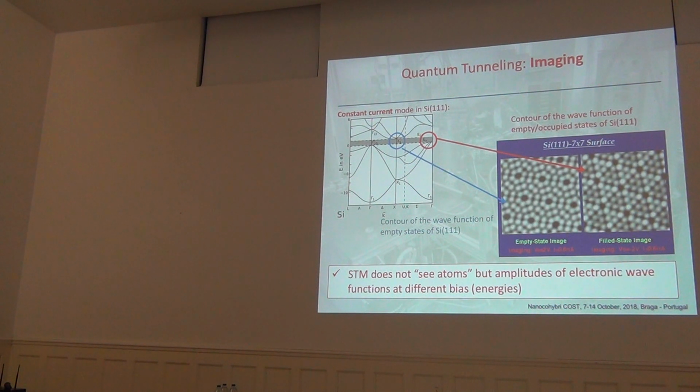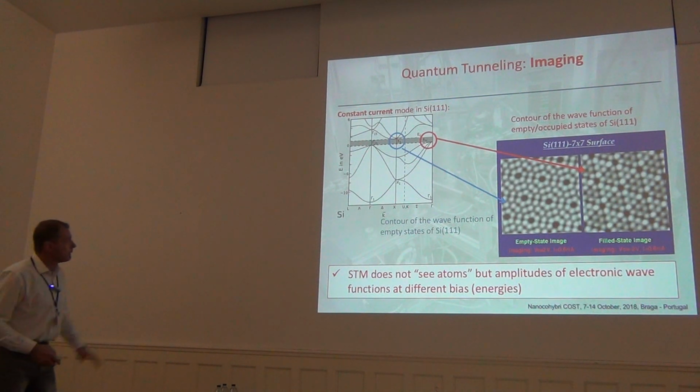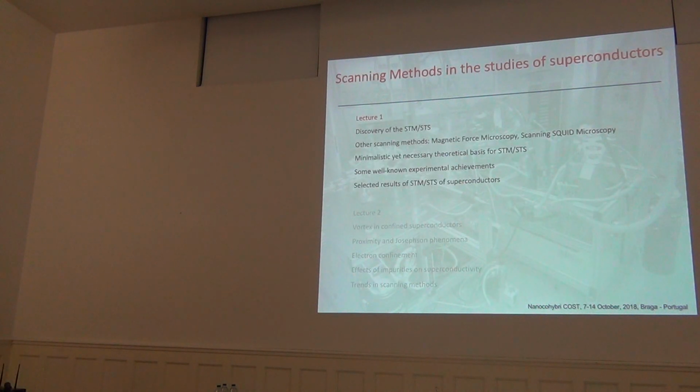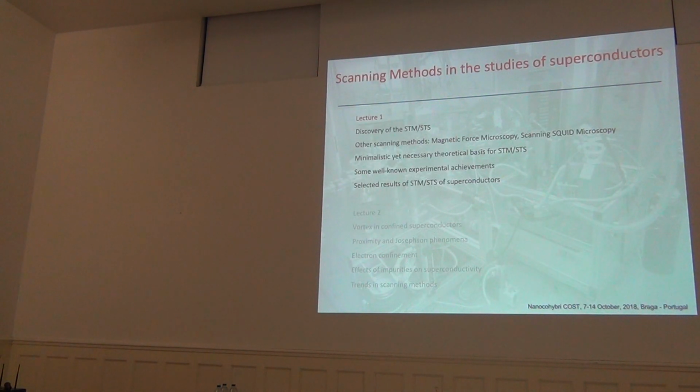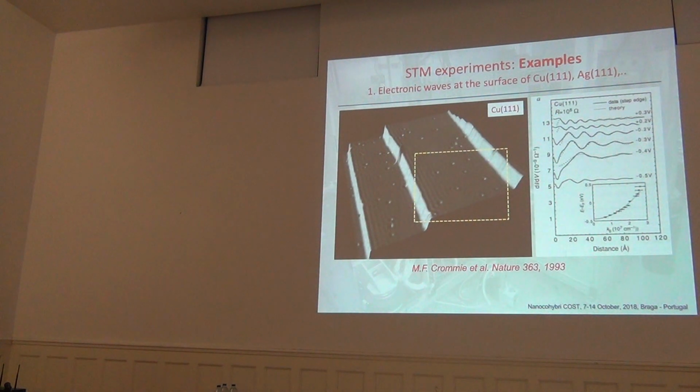So the matrix elements, they are spectral, and so there is some problem with this. Okay, but we will discuss it a little bit later. So the main message of this first half an hour: STM doesn't see atoms, but amplitudes of the electronic wave function at different biases, energies. Okay, now I will give you very few examples of use of STM, specifically underlying the question of spectroscopy.